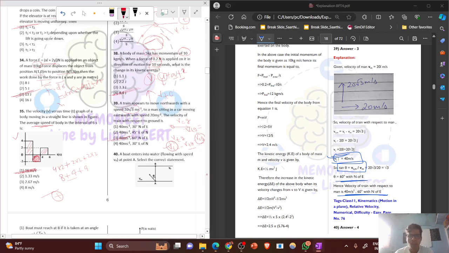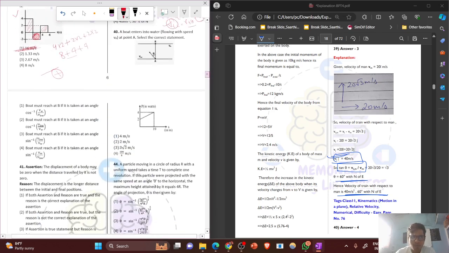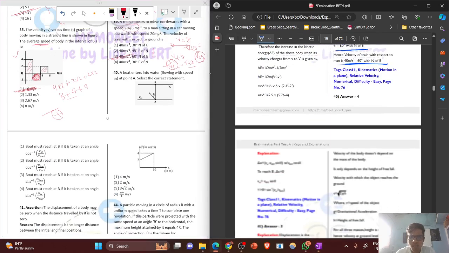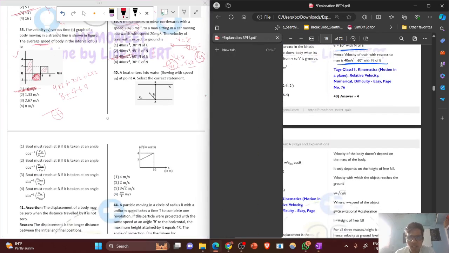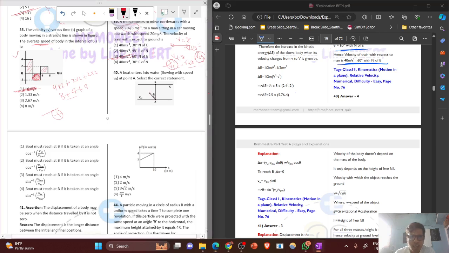What is the correct option? Again, the boatman problem. A boat enters into water flowing, select the correct statement. We need to again understand this. It is moving in this direction, so it has some velocity. There is one component this, one component this. The river component got cancelled, and then it is this. Boat must reach B if it is taken at an angle. It's a simple thing. You need to understand it.